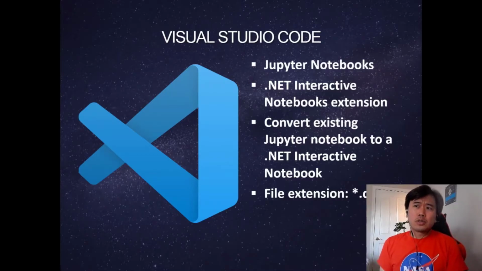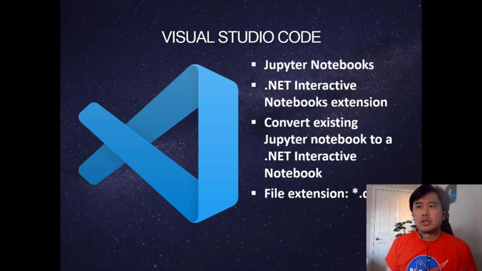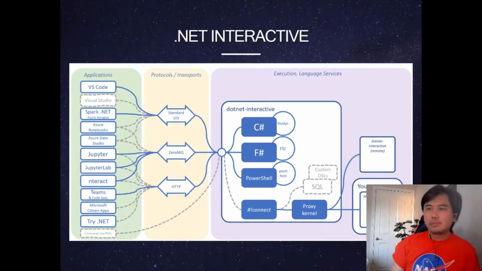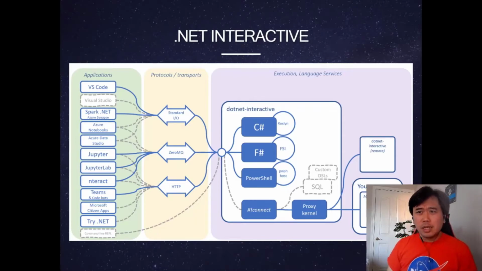Visual Studio Code also has a way to have Jupyter Notebooks. There is a .NET Interactive Notebook extension that you can use to create a .NET Interactive, so you can have Jupyter Notebooks in it. I think there's also a .NET Interactive Notebook, which has an extension of .dib. I haven't really played with this part, but I'm more interested in running notebooks inside Visual Studio Code and Jupyter Notebooks. So how it runs in the back end.